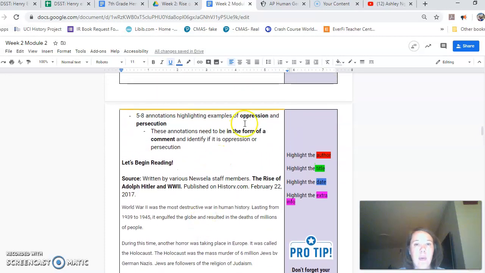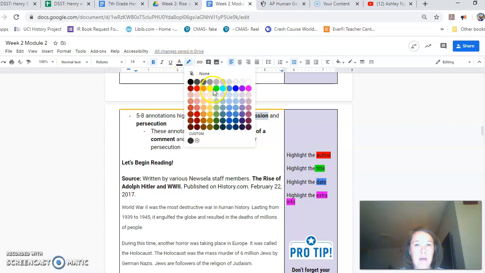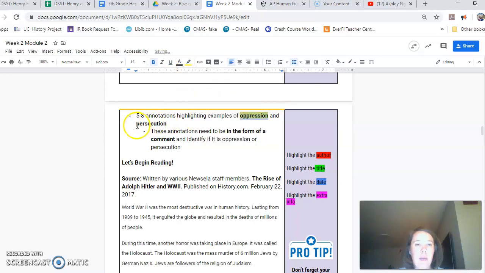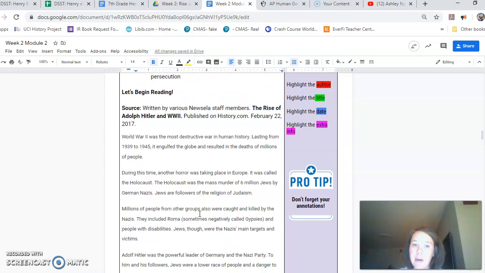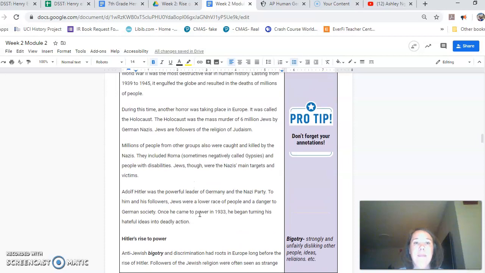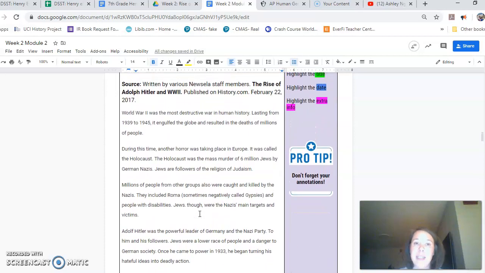All right, so remember we are looking for oppression and persecution. And then we're also adding a comment, and it doesn't have to be an intense comment, it just needs to say oppression or persecution. I'll give you one example of how to do that here. There are a variety of ways, but let's get started.